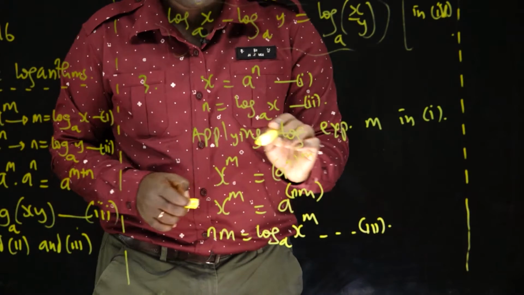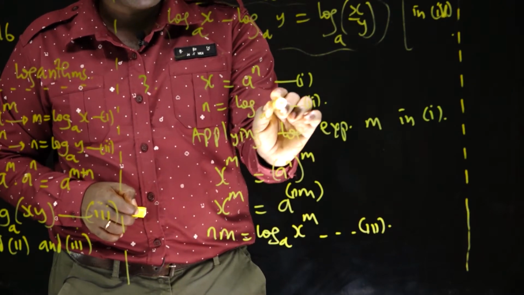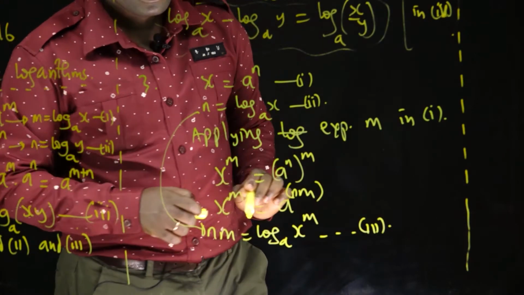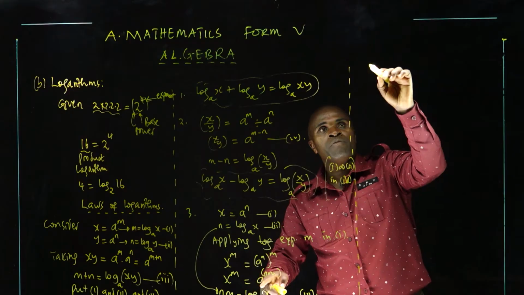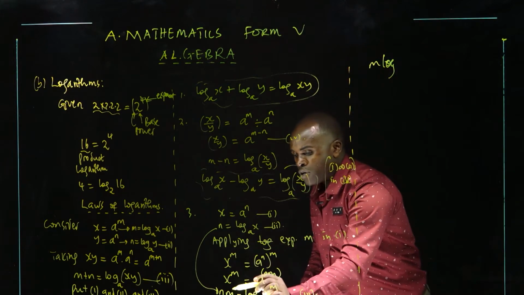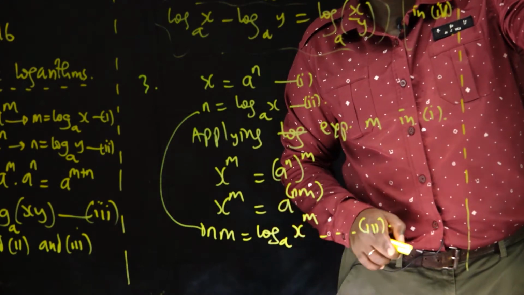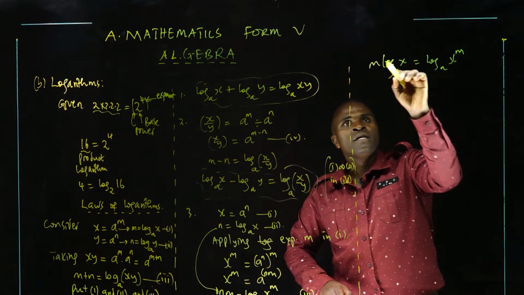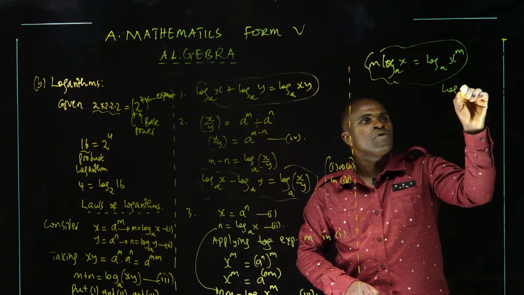But then we have the value of n from 2. The value of n is known as logarithm of x base a. Now we want to replace n here. What appears now? We simply have m logarithm of x base a equals logarithm of x power m base a. This is called logarithm of power.